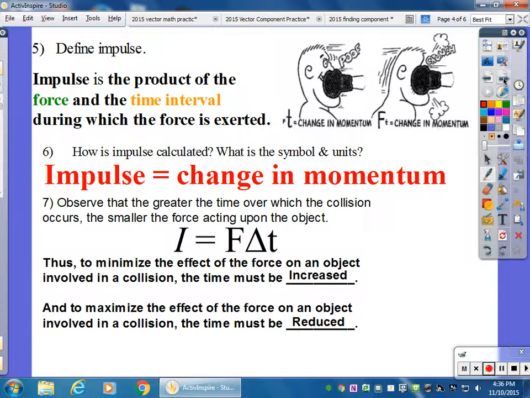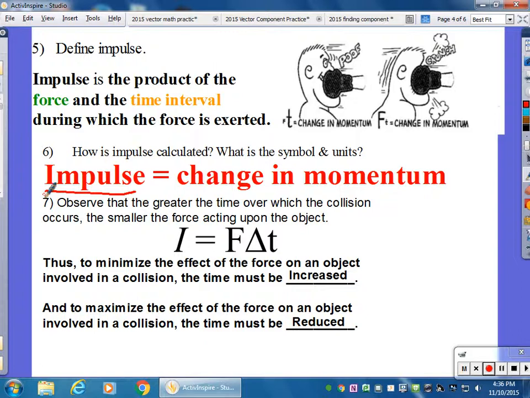So even though impulse is defined as a change in an object's momentum, that momentum is changed by applying a force. So here's the definition. Impulse is the product of a force and a time interval. So it's force times time. It's the force times the time that force is applied to an object. So if you apply a force to an object, it's going to change its momentum.